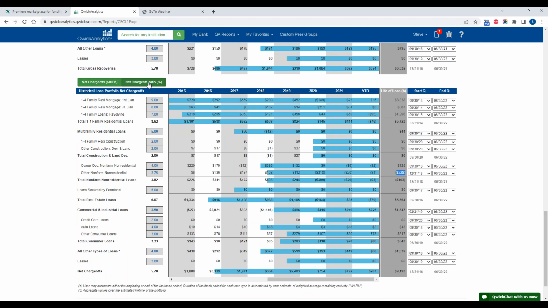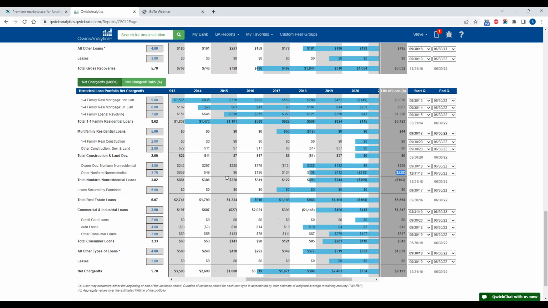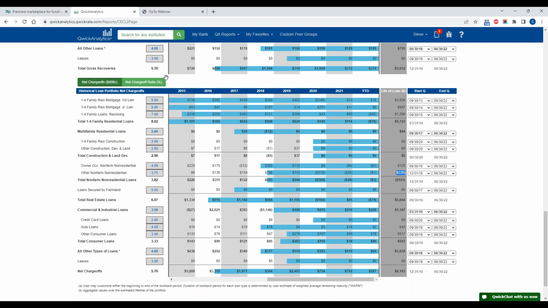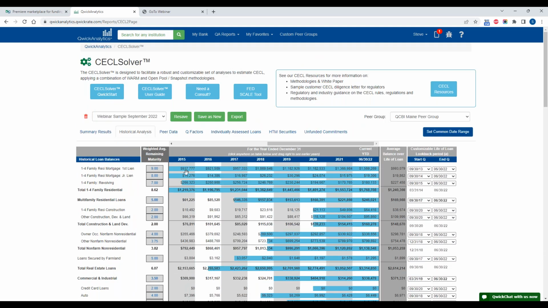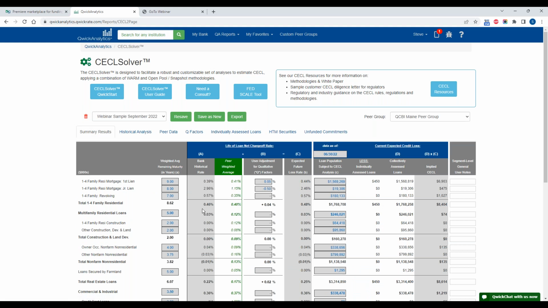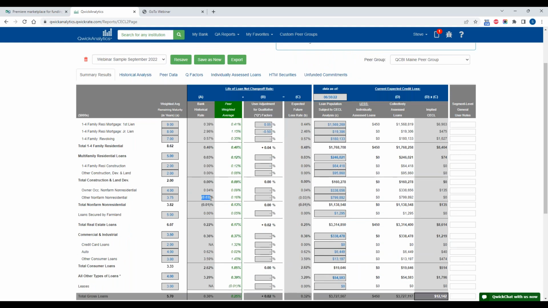And we can toggle over to see ratios as well as dollar amounts, and again, go back in time further than we need to. And so we see the aggregate loss rate for the bank over that look-back period is actually negative. So if I head back up to the summary page, that's where this value right here, the historical lifetime loss rate, comes from.